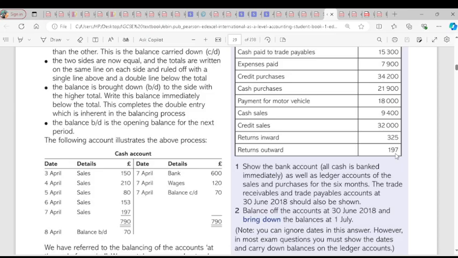Return outward is a credit entry. Your balance carried down will be on the debit entry. Your balance brought down will be on the credit entry. Drawings is a debit entry. Your balance carried down will be on the credit entry. Your balance brought down will come back to the debit entry. Capital is a credit entry. Your balance carried down will be on the debit entry. Your balance brought down will go back to the credit entry.